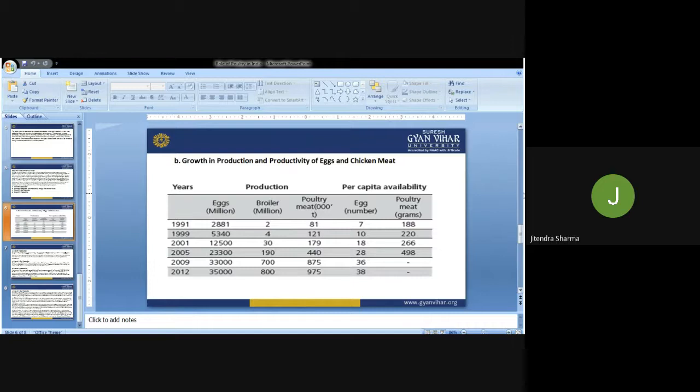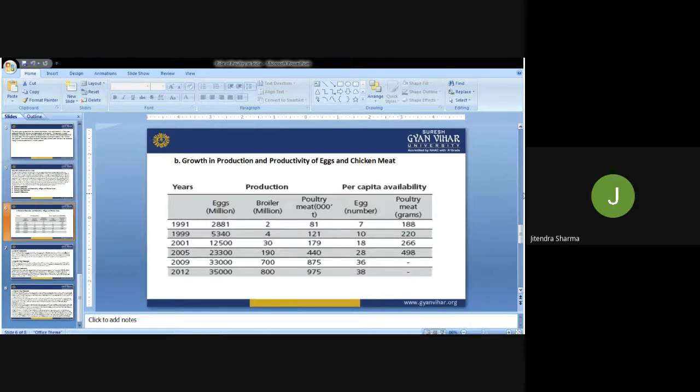We'll see the per capita consumption in 1991 and 2012. From the table, we can understand that the egg consumption was only 7 eggs in 1991, and here we have 38 eggs in 2012. So now we can see how much growth there is.